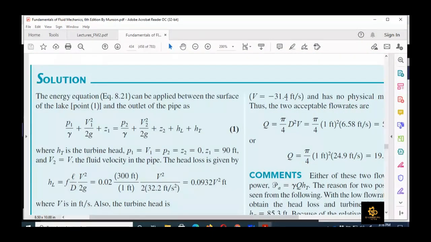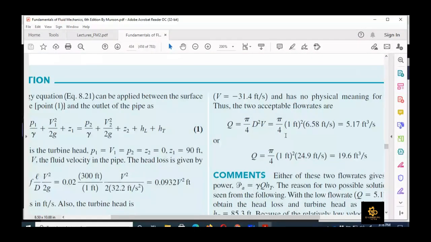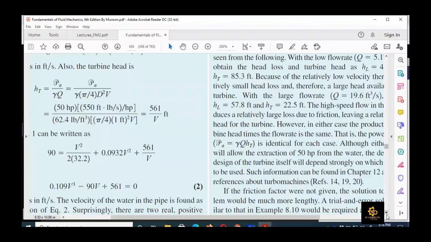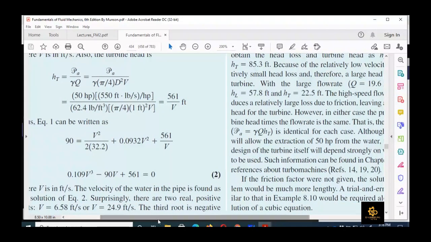So that is a non-physical value. Why is it a non-physical value? Because we all know that the velocity here would be going in the positive x direction. It cannot go in the reverse direction inside the pipe, right? It should be going from the higher location to the lower location. So the third value, which is negative, we can discard it. But these two values are realistic or feasible values, which would give us 50 horsepower.